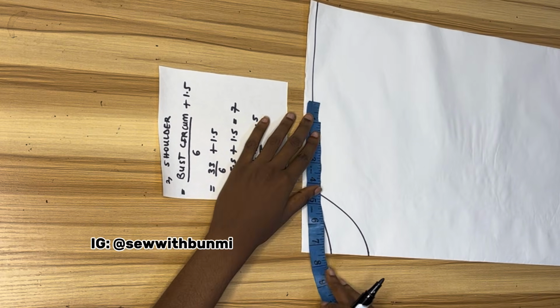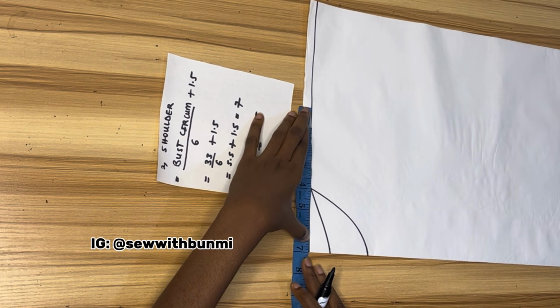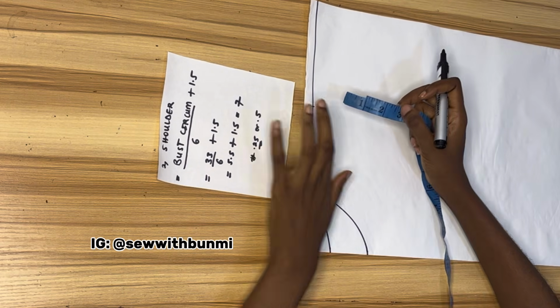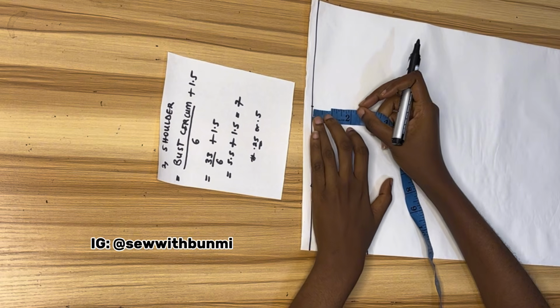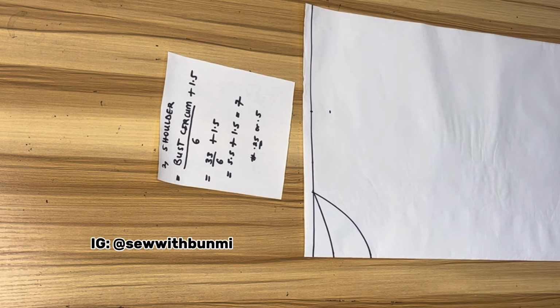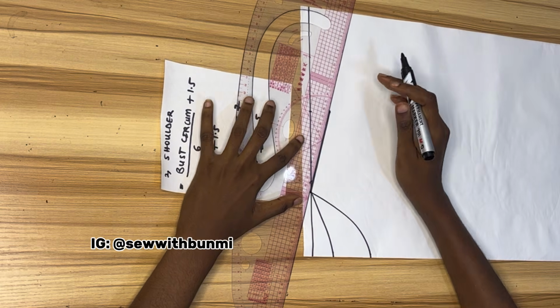So you go on to impute your measurement. Mine is 7. You have to impute it just as you see me do, and then from that point where you've marked your measurement, you come down by 1 inch because our shoulder is not straight, and then you go on to join the points together just as you see me do.